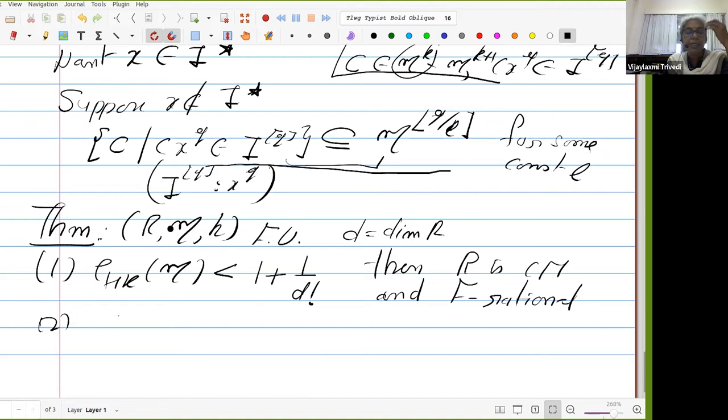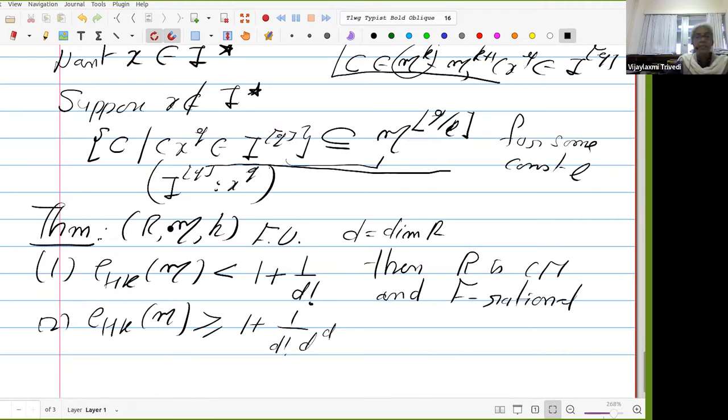So the point is, generally, unlike usual multiplicity, HK multiplicity is not a discrete set. It can take many arbitrary values. So one question is, suppose your ring is not regular, then how big can the e_HK multiplicity be? The answer is this is greater than or equal to 1 plus 1 upon d factorial into d to the power d. These are just fun facts.